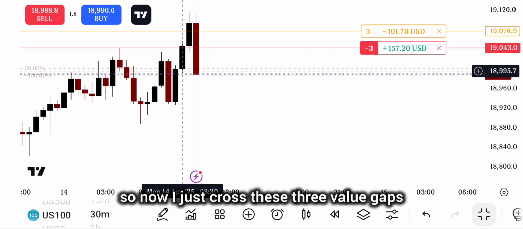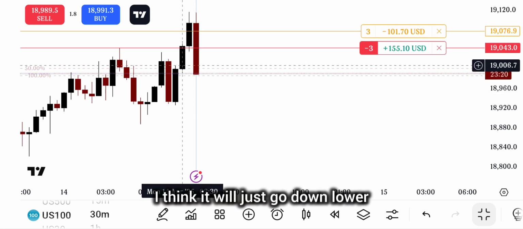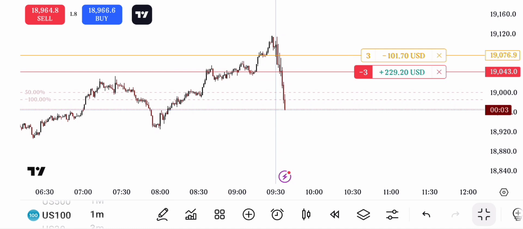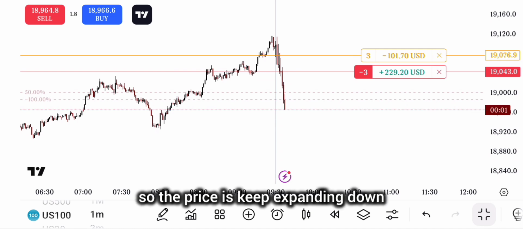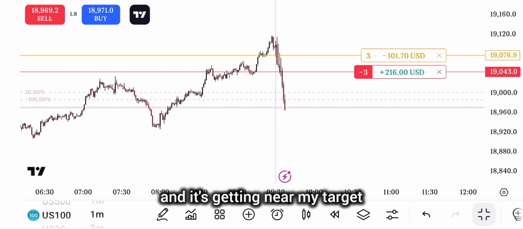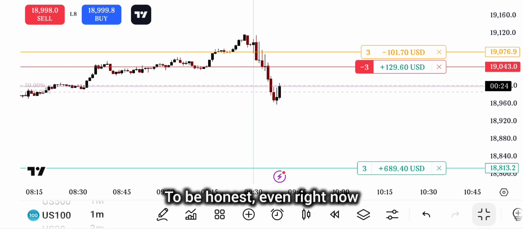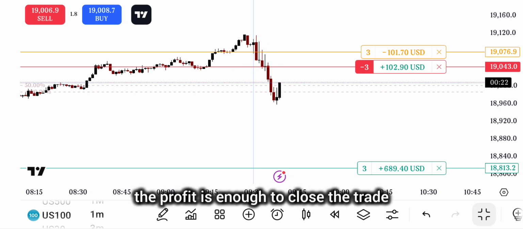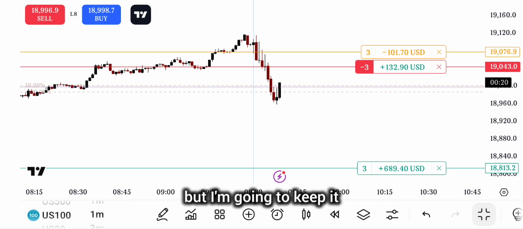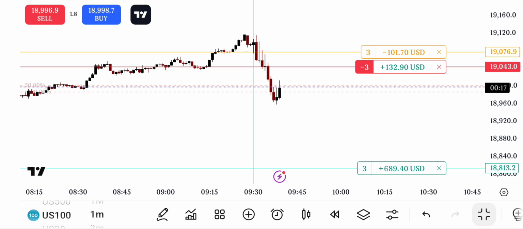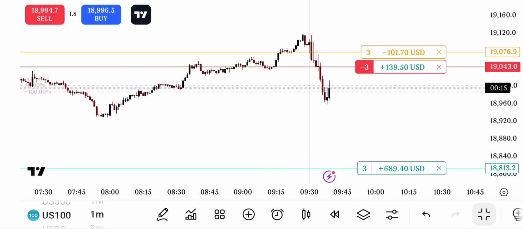So now it just crossed this fair value gap, so I think it will just go down lower. So the price keeps expanding down and it's getting near my target. To be honest, even right now the profit is enough to close the trade, but I'm going to keep it until it reaches my target.